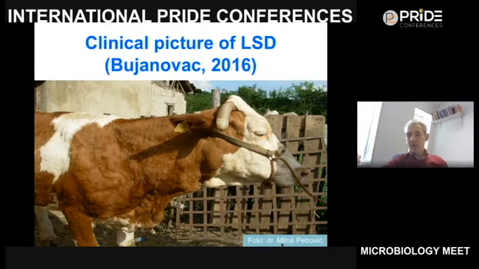From this animal, virus was isolated from pathological changes on the skin and on other organs. This virus isolation was done by Dr. Tamas Petrovic from the Institute in Novi Sad, and after isolation from the pathological material, the DNA was sent to our laboratory for sequencing.